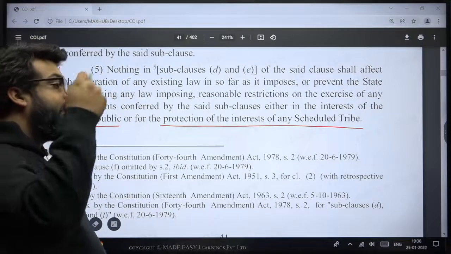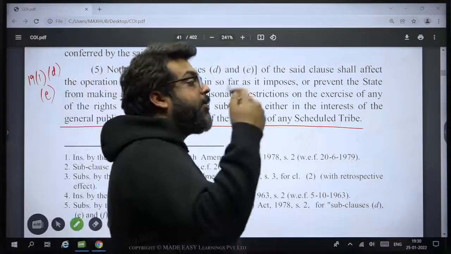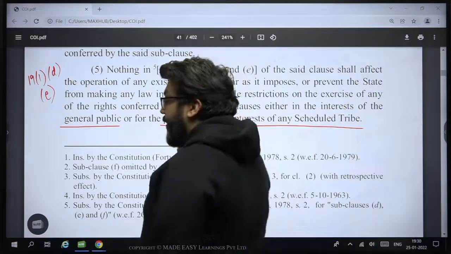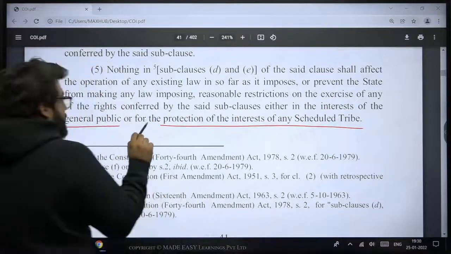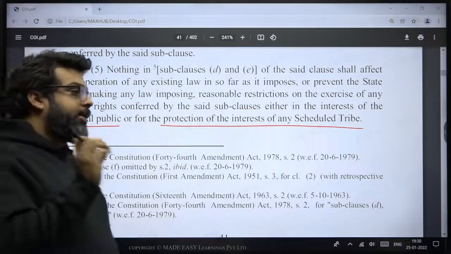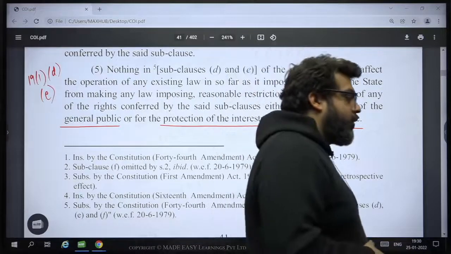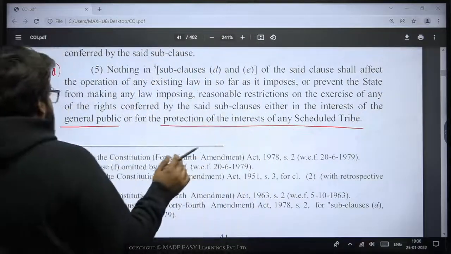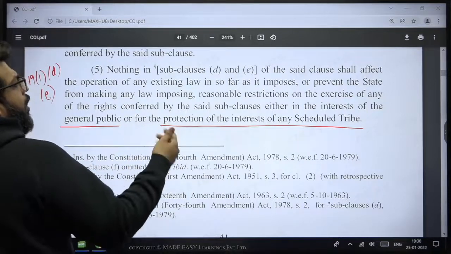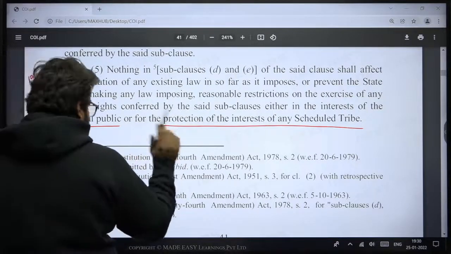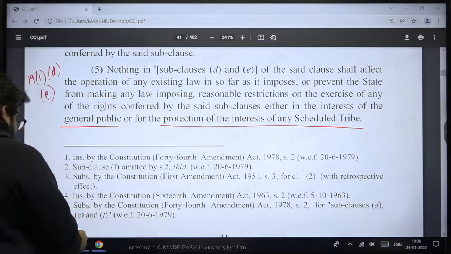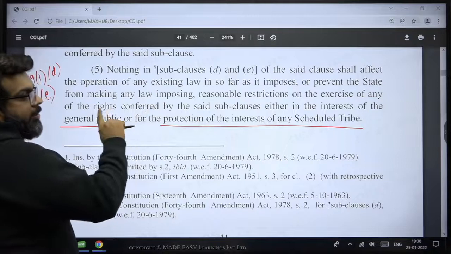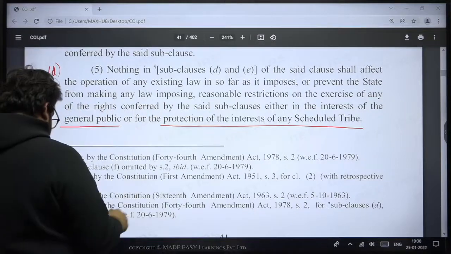Now, do you understand why I said scheduled areas, protection of scheduled areas, inner line permits? Why are they legal? Because the Constitution specifies that protections can be made for a lot of these people, right? So reasonable restrictions in the interest of the general public or protection of the interests of any Scheduled Tribe. Very, very vague. Very interestingly, you do not find sovereignty and integrity here, thankfully.